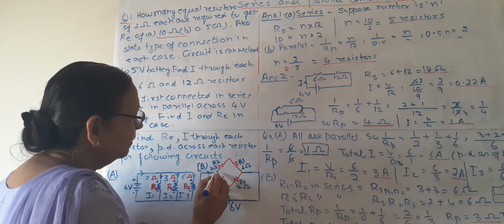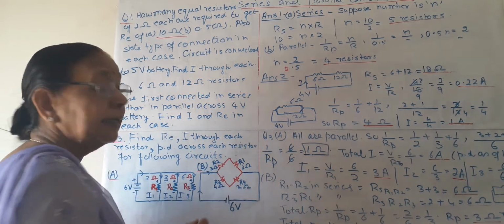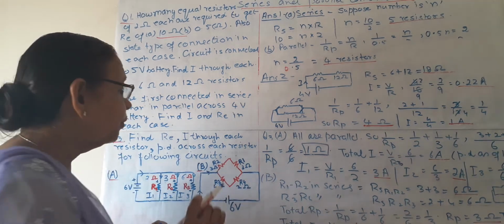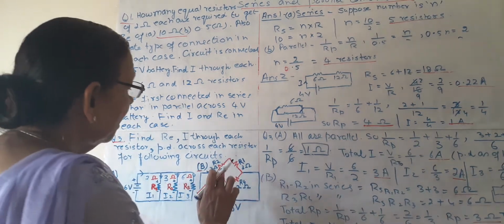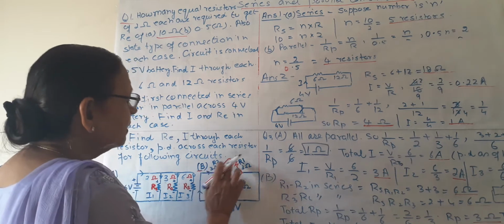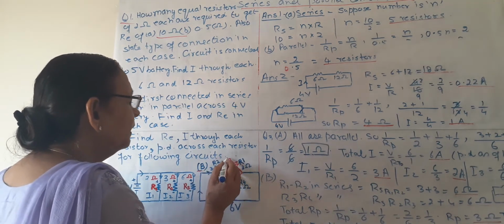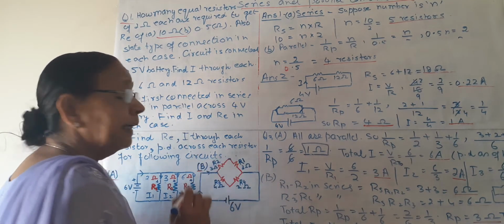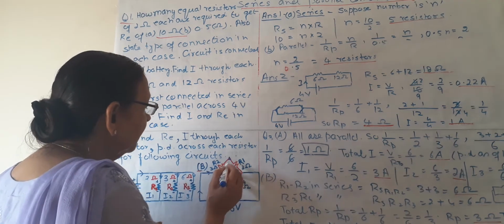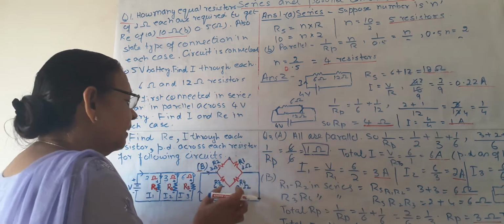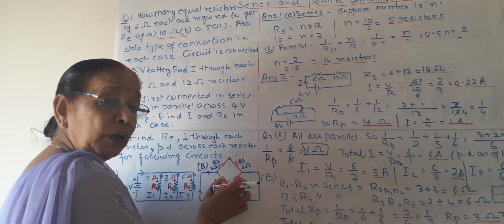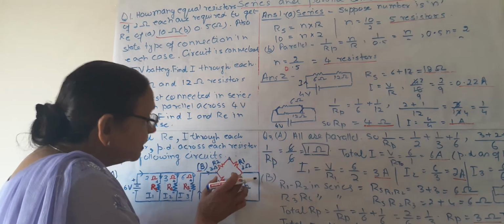Now this current has 2 paths or 2 roads. It can go here and it can go here. Now if we see these 2 resistors R1 and R2, they are joined end to end. Their one end is here, one here and here. So these 2 are in series. Likewise R3 and R4, they are also in series.